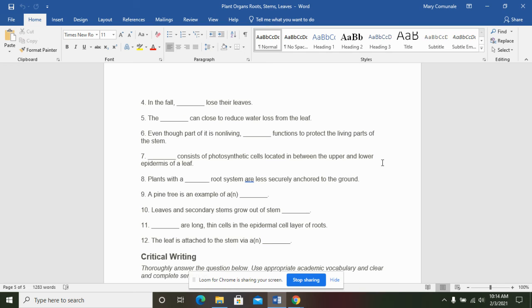Plants with a blank root system are less securely anchored to the ground. That is going to be D, the fibrous root system. A pine tree is an example of C, an evergreen plant. Leaves and secondary stems grow out of the stem. Now, originally I had node for that one as well, because nodes are also on the stem.